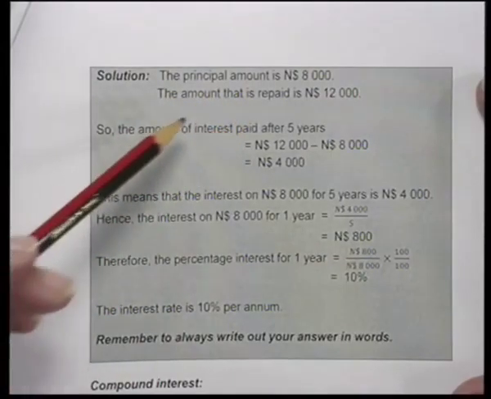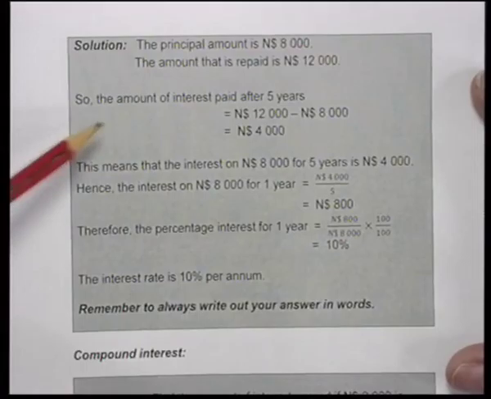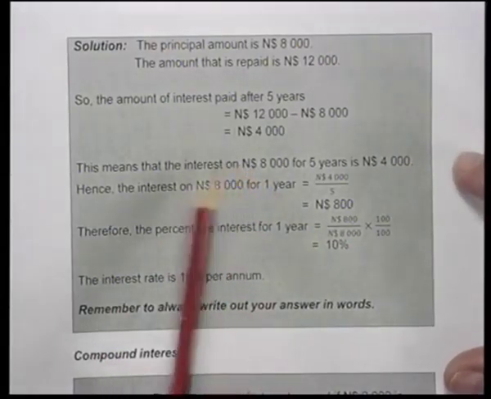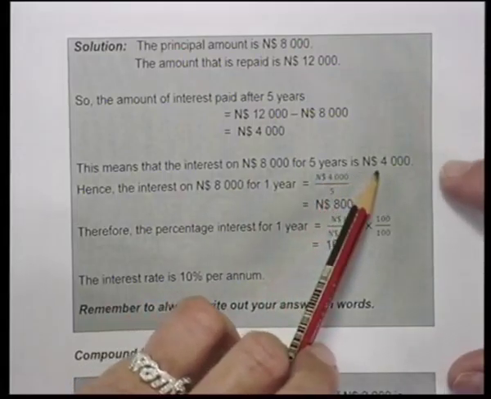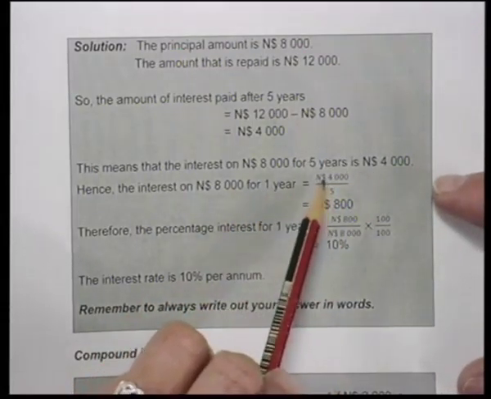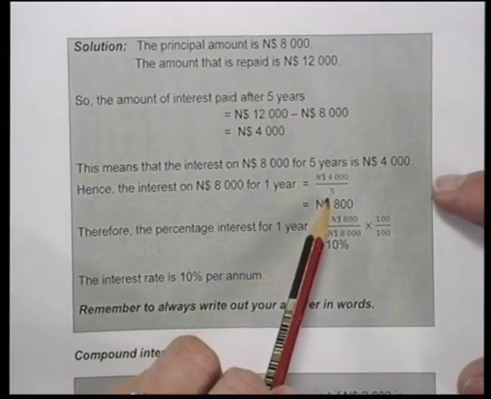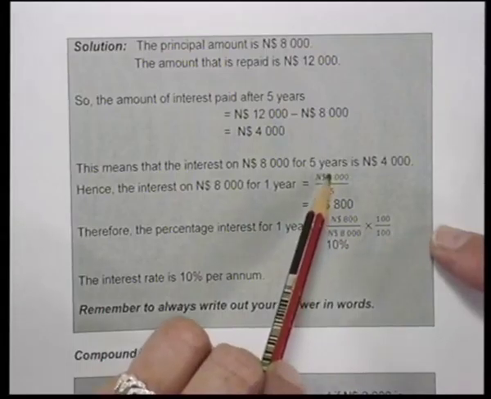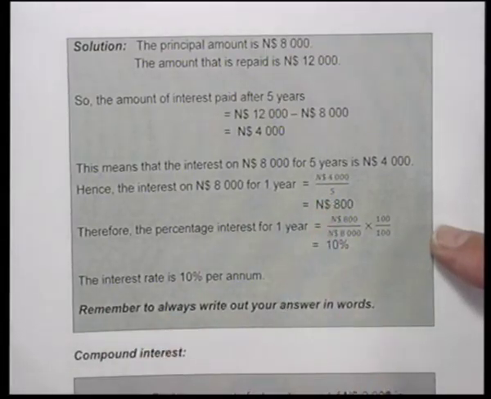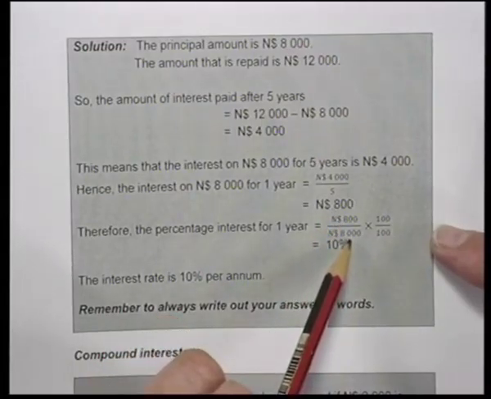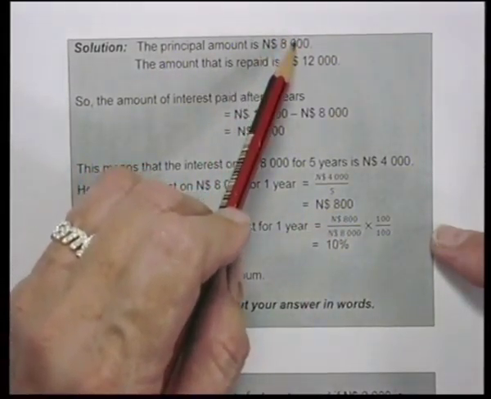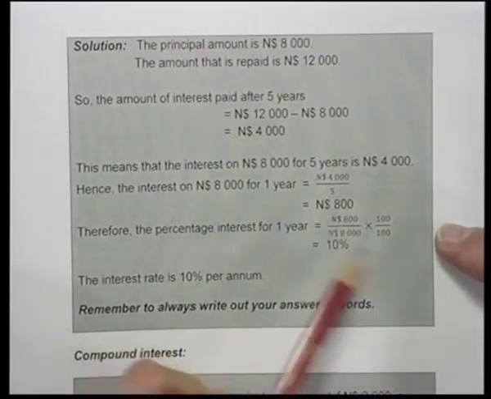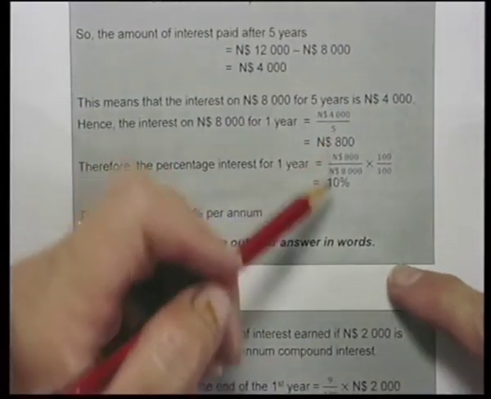The principal amount was 8,000, he repaid 12,000. So the amount of interest paid after 5 years was 12 minus 8, so 4,000. So this means that the interest on 8,000 for 5 years is 4,000. So the interest on 8,000 for 1 year is 4,000 divided by 5. In 5 years, he had to pay back 4,000 more than he used. So that is 4,000 divided by 5, 800. 800 divided by the 8,000, the principal money that he borrowed, and times 100%. So you can cancel your zeros, and then you can do that one, 10%.